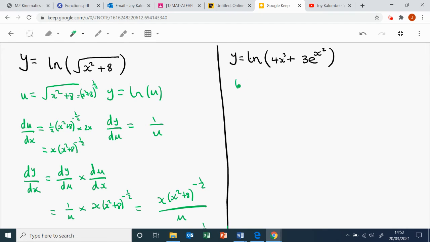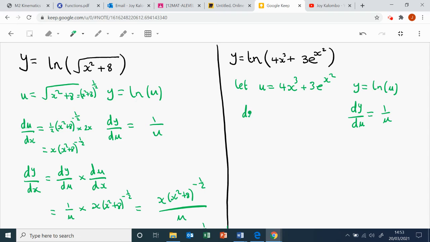So again, let u equal our inner function. So we've got 4x cubed plus 3e to the x squared. So that means that y equals ln of u. Then, just go for the easier one first, dy du is equal to 1 over u.